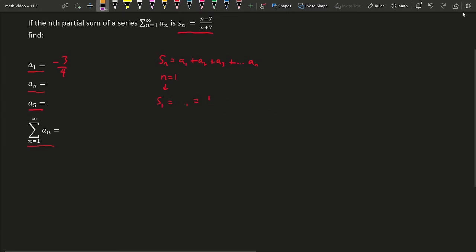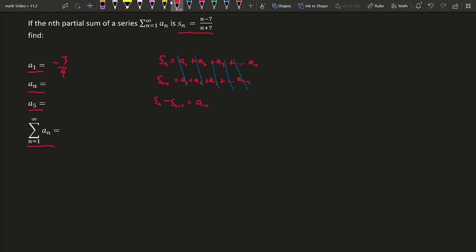Next, let's solve for a sub n. We know that s of n is equal to a sub 1 plus a sub 2 and so on, and we just need to isolate our a sub n term on the far right. The way we do this is by solving for s of n minus 1. This is equal to a sub 1 plus a sub 2 plus a sub 3 plus many more terms all the way to a sub n minus 1. Now, let's subtract these two equations. We get s of n minus s of n minus 1 is equal to, well, all these middle terms actually cancel out, so we're left with only a sub n, which is what we're solving for.